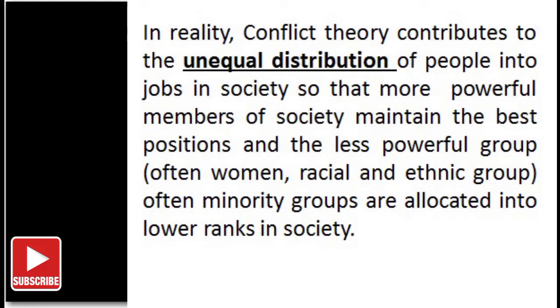So in reality, conflict theory contributes to the unequal distribution of people into jobs in society so that more powerful members of the society maintain the best position and the less powerful group, often women, racial, and ethnic groups, often minority groups, are allocated into low ranks in the society. Kasi nga, sa nangyayari ngayon, 'di ba, kapag ikaw yung nasa grupo na mas kokonti kayo o hindi kayo ganun kalakas, maiiwanan kayo.